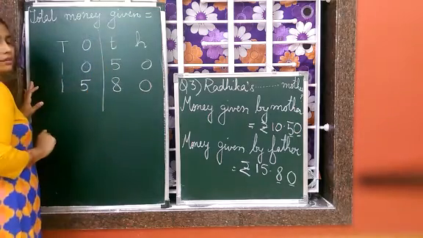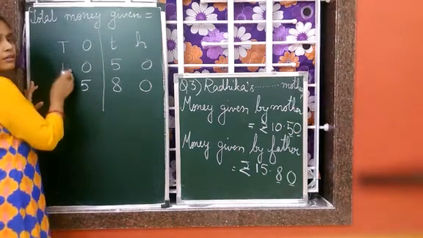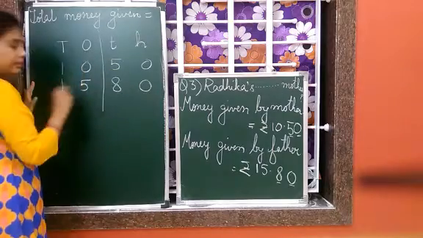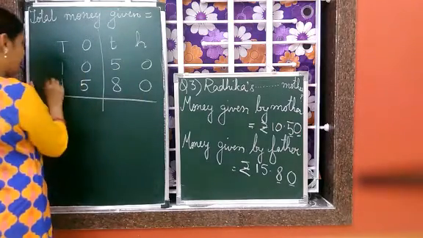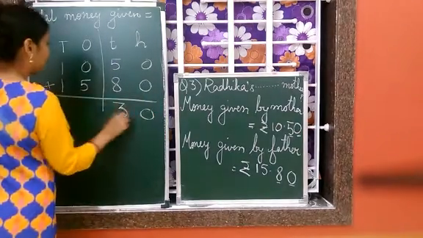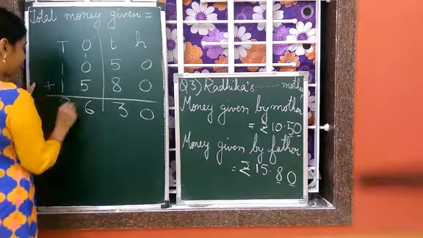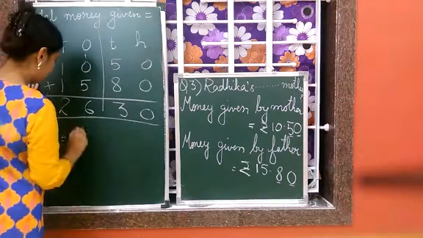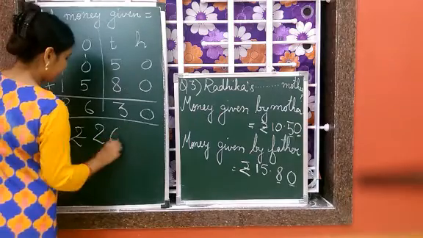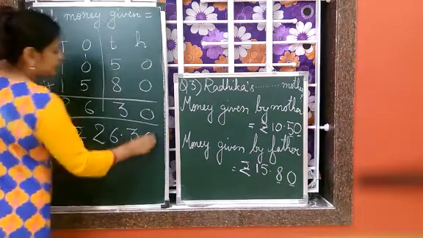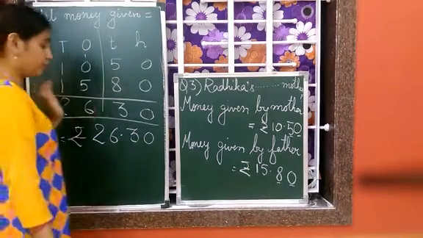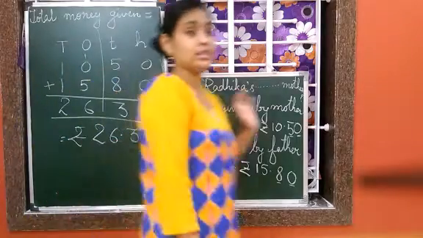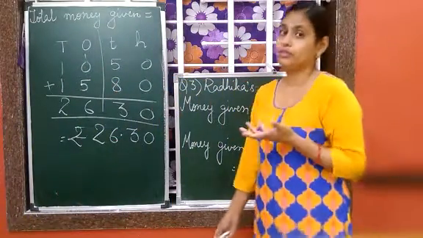Separate the whole numbers and the decimal numbers and then you add. So the answer is rupees 26.30. So Radhika got rupees 26.30 from both father and mother.